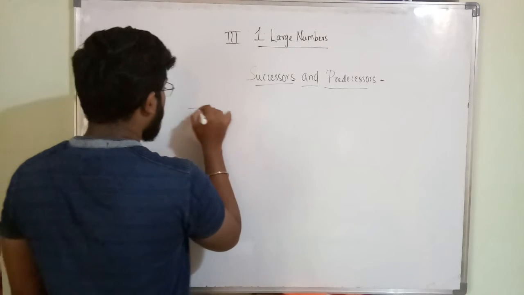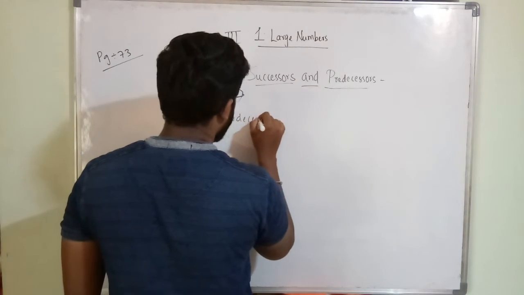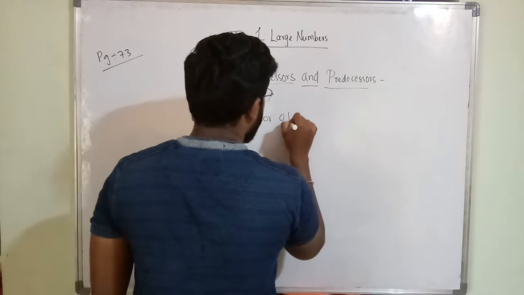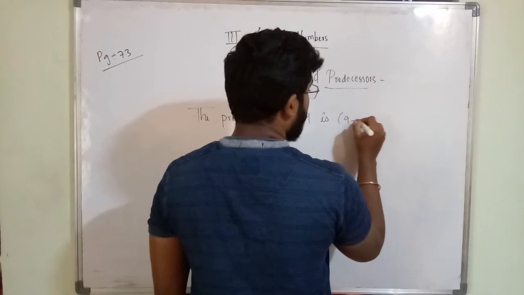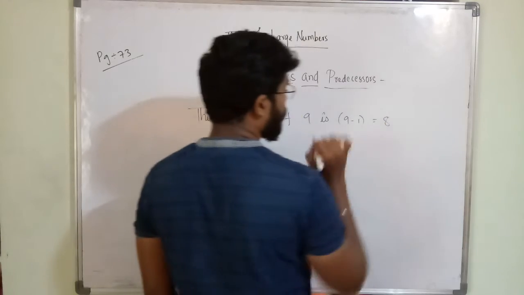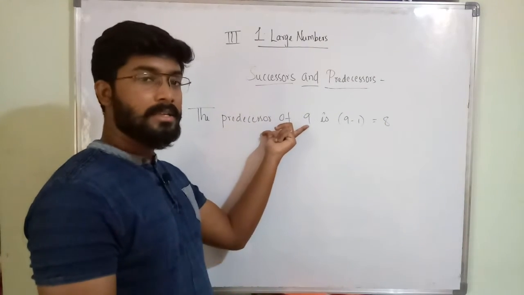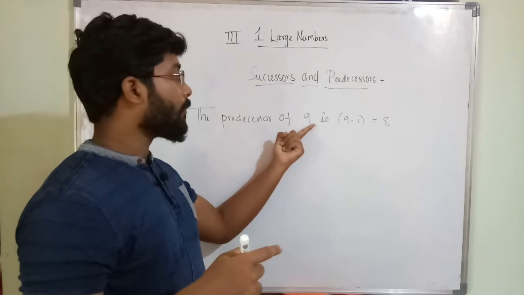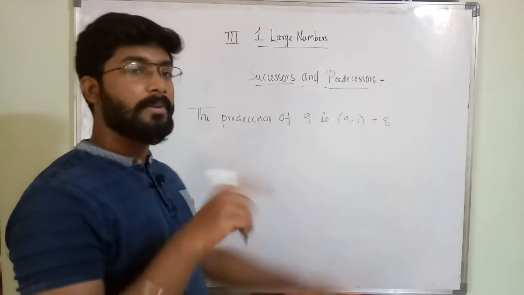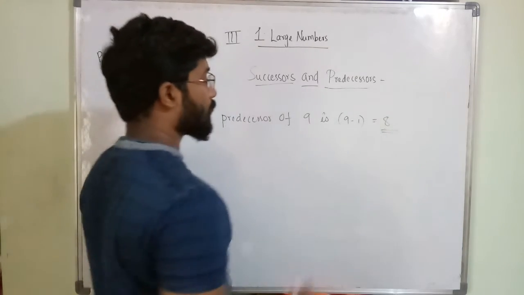The predecessor of 9 is how much? 9 minus 1 equals 8, no? So he is asking the predecessor of 9. Predecessor means the number which we get before 9. So how will you get that number? If you do 9 minus 1, you will get the before number, no? Okay, so 8 is the predecessor.